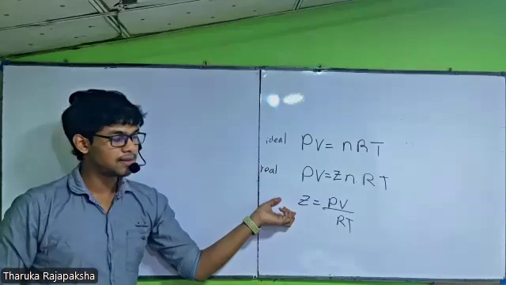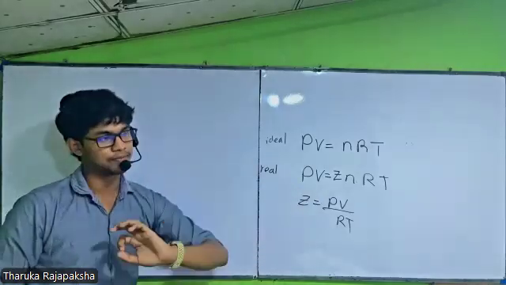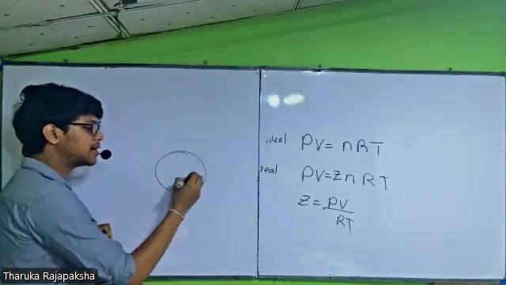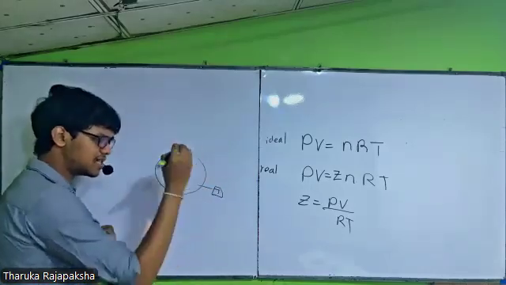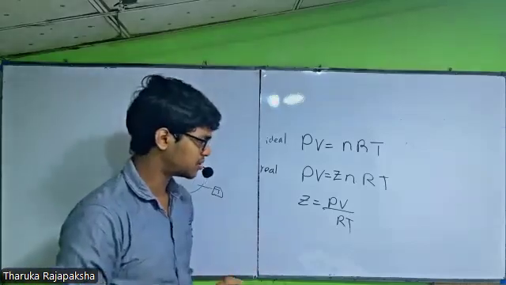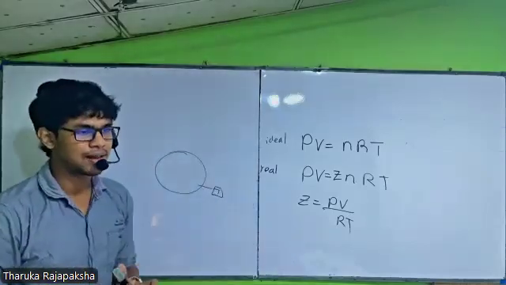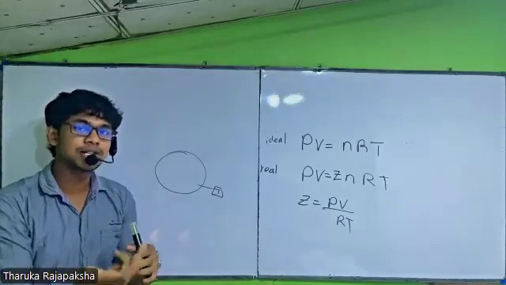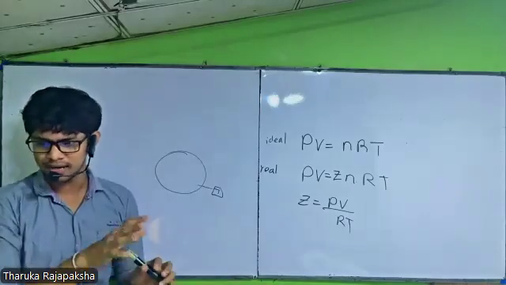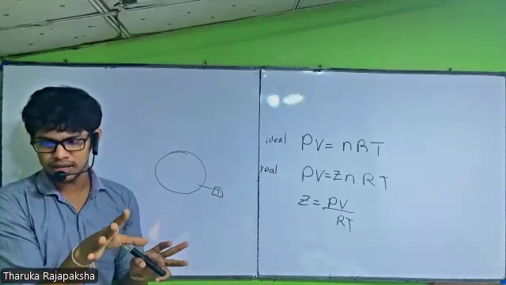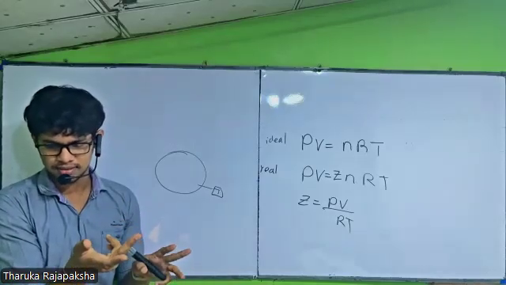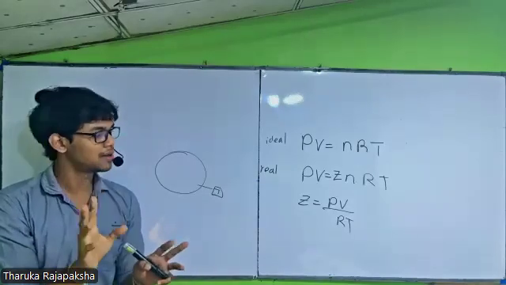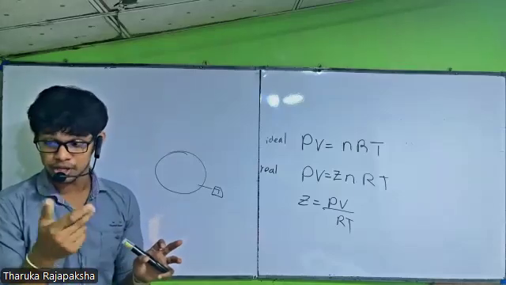So we can write Z is equal to PV over RT. If we keep the temperature constant, we don't change the temperature. Now, what we do is we reduce the volume. When we reduce the volume, pressure tends to increase, right? Agree? Tell me. When you decrease volume, pressure increases, right? Am I wrong? Yes, when you reduce the volume, pressure increases.